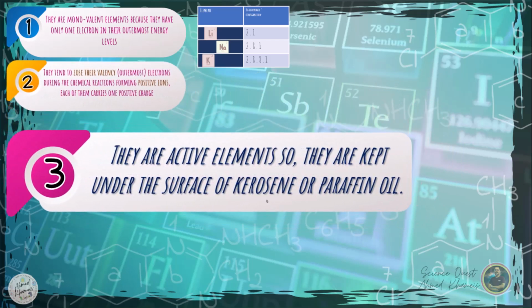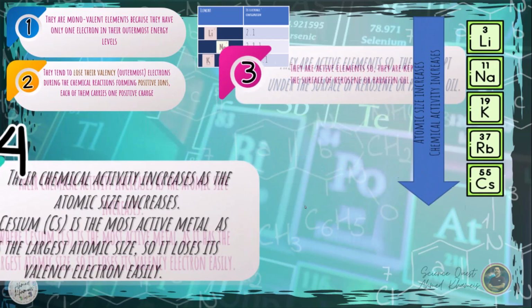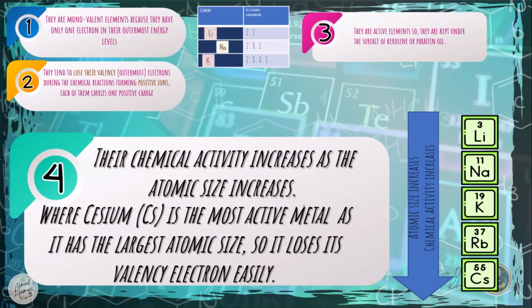They're very reactive, so they are kept under the surface of kerosene or paraffin oil. As we discussed, the metallic property increases in a group from top to bottom, so their chemical activity increases as their atomic size increases, where cesium is the most reactive of them because it has the biggest atom, which enables it to lose its outermost electron easily.